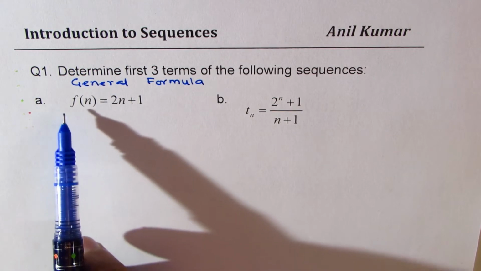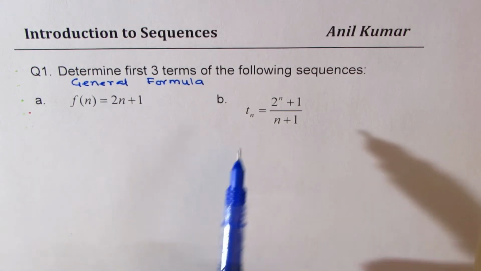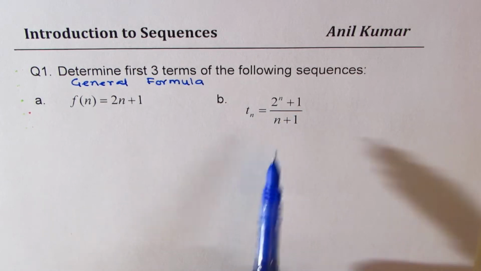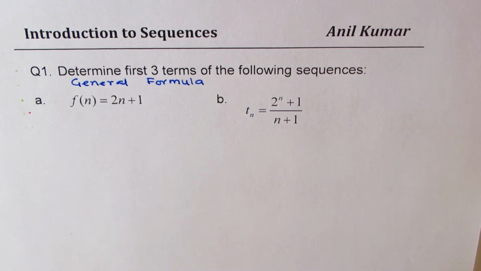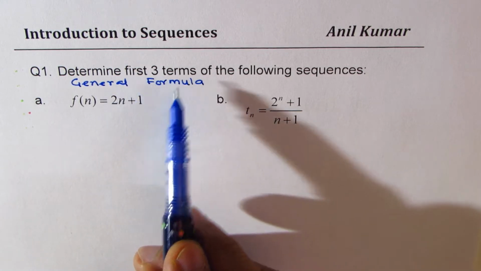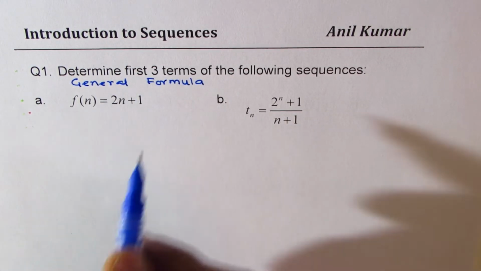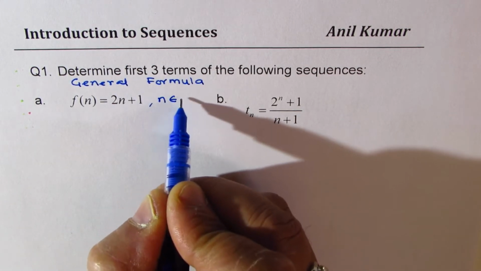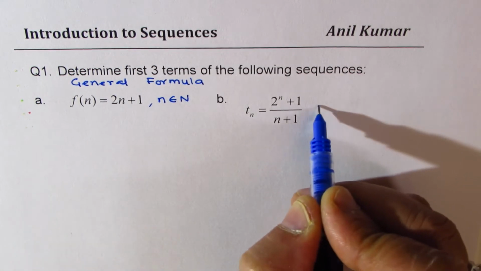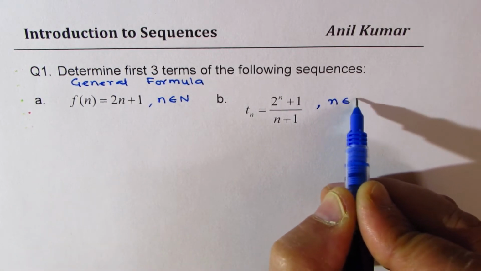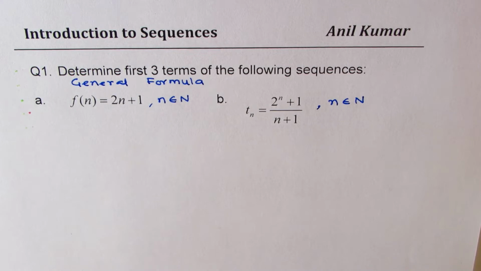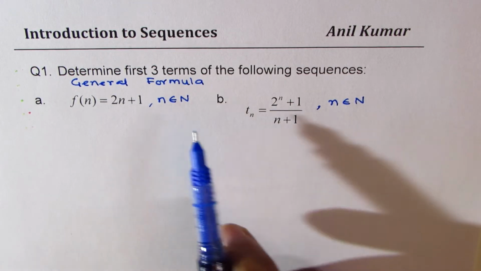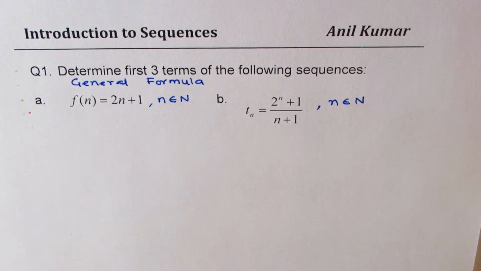The first one is f(n) = 2n + 1, and part B is t_n = (2^n + 1)/(n + 1). We have to write the first 3 terms. Now, in general, it is understood that n belongs to the set of natural numbers. So let me write it down clearly: n belongs to the set of natural numbers. It is by default understood, so it may not be mentioned in your question.